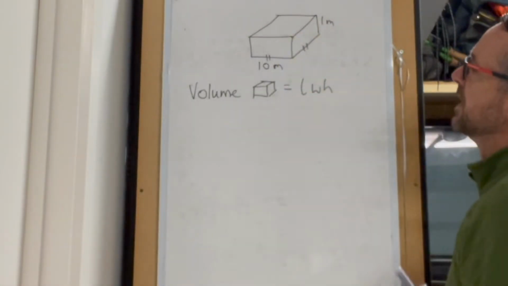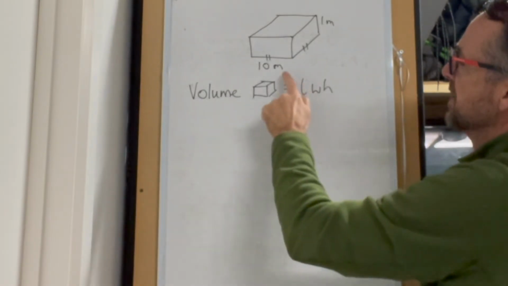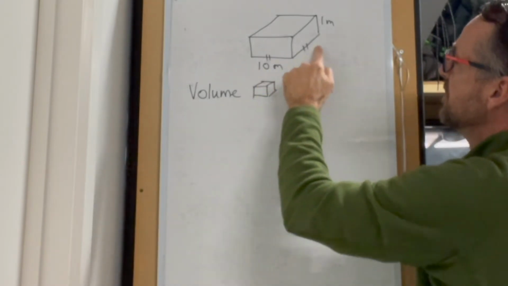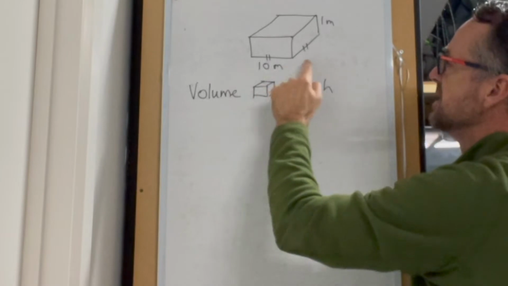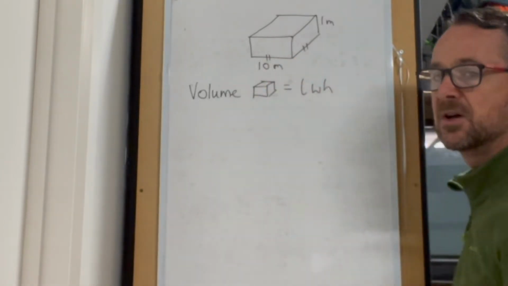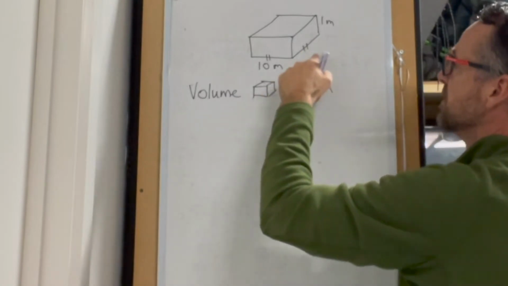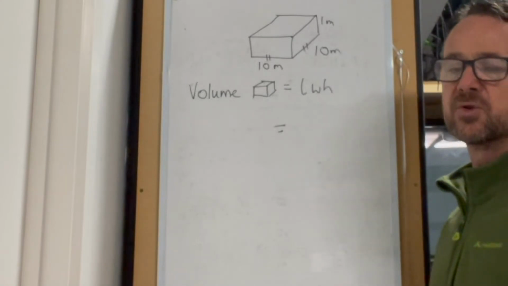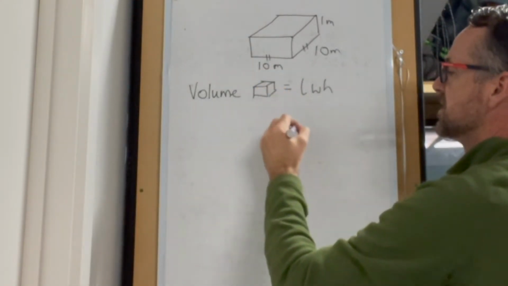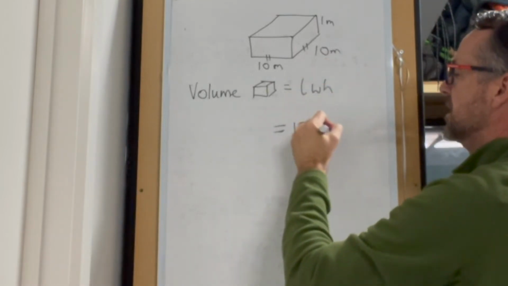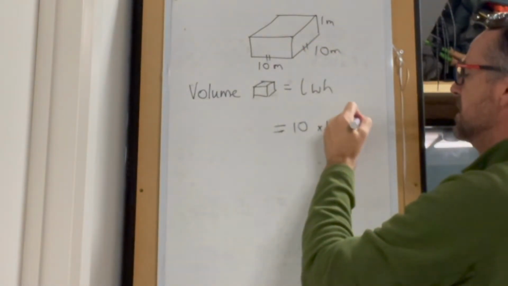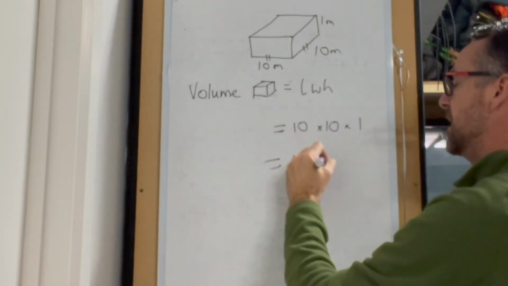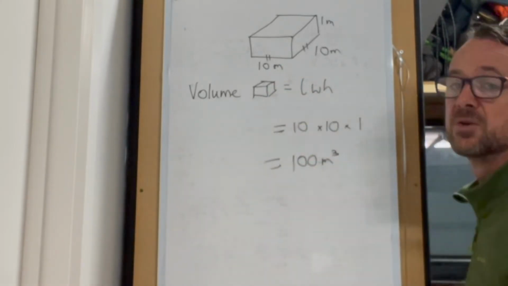All right, so this time we're given a rectangular prism that has some markings on it as well. It's telling us that this 10 meter length is the same as the 10 meter width. So you've got to take note of those markings. Marking these things on your diagram can help you connect more strongly with that information. So here it's 10 multiplied by 10 multiplied by the height, which is 1. 10 times 10 is 100, times 1 is also 100. So it's 100 meters cubed, because it's a cubic measure.